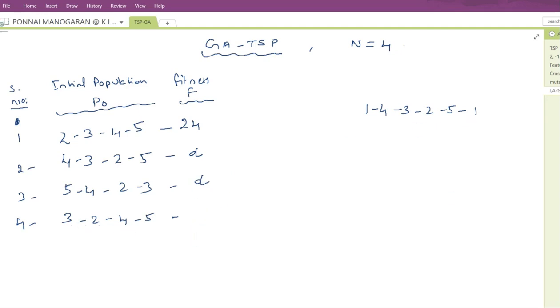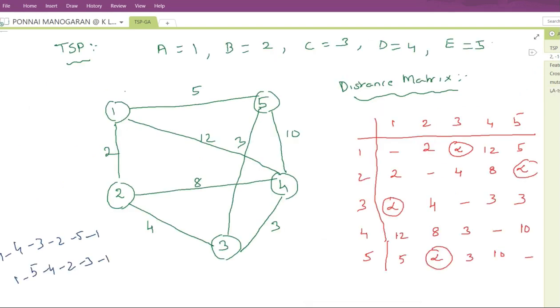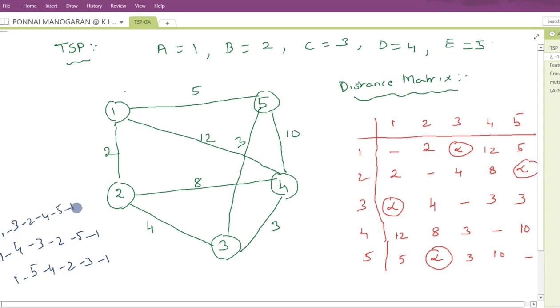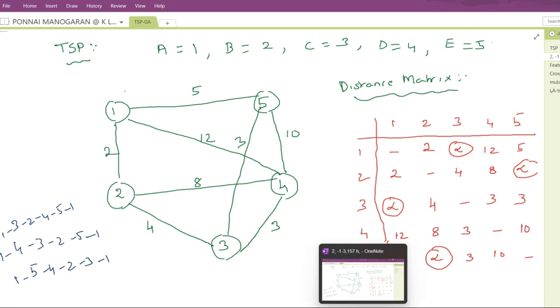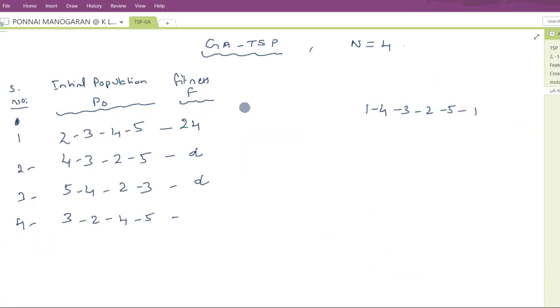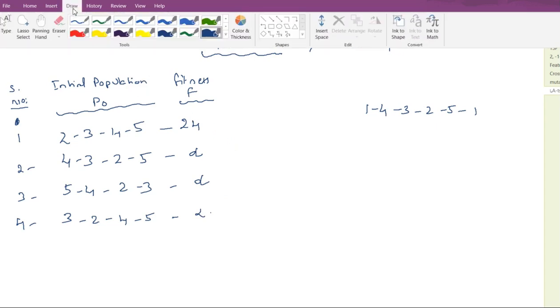And 3 2 4 5. So 1 2 3 there is no path. This also you can put infinity. So with this infinity, again calculate. I will erase this one.